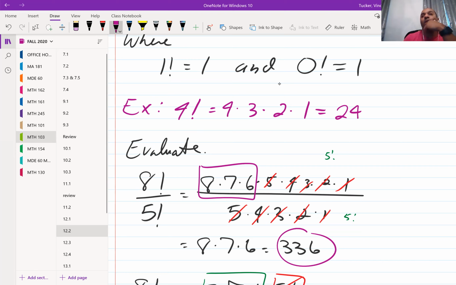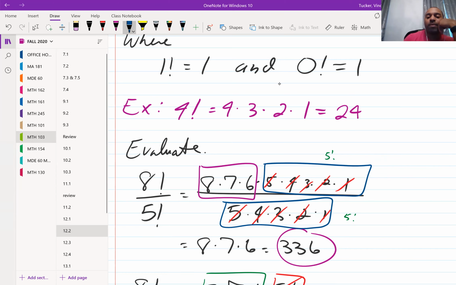Any problem with that? No? All right, thank you. So now the short way. Notice that we have this block of numbers that cancels out with this block of numbers. That represents 5 factorial. So within the 8 factorial is 5 factorial.